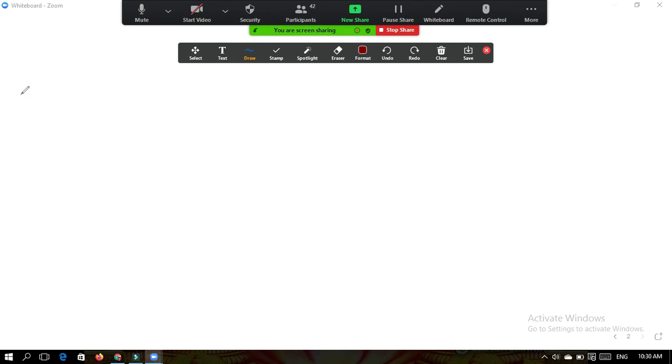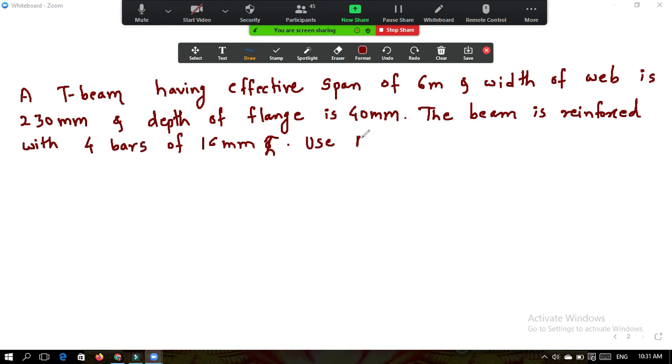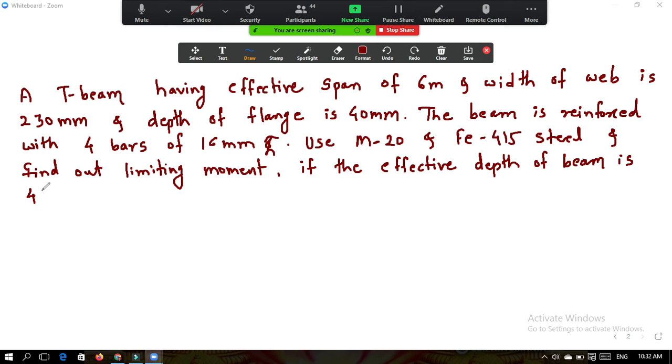So T beam. This is the given problem. So I will read the problem. A T beam having effective span of 6 meter and width of web is 230 mm and depth of flange is 40 mm. Full stop. The beam is reinforced with 4 bars of 16 mm diameter. Use M20 and Fe415 steel and find out the limiting moment if the effective depth of beam is 450 mm. So this is the given problem now.